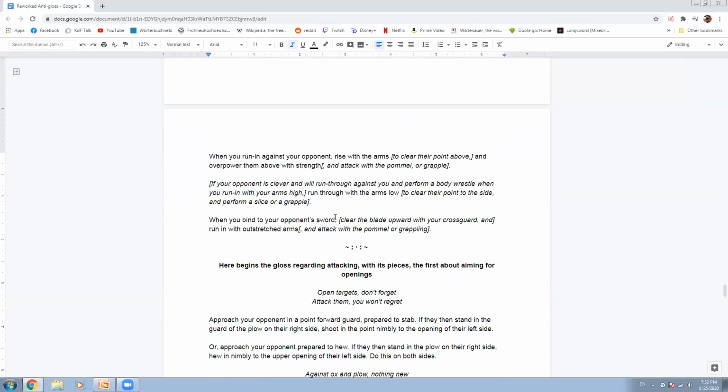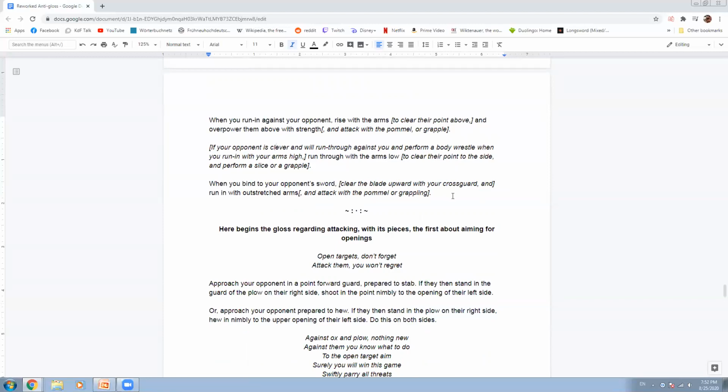When you bind your opponent's sword, clear the blade upward with your crossguard and run in with outstretched arms and attack with the pommel or grappling. So this is pretty much all from the Durchlaufen section. So they're all responses to an opponent who's running in. But like I said before, why would an opponent run in? What would be the purpose of them doing that? So you have to ask yourself that question in order to get the Durchlaufen to work.